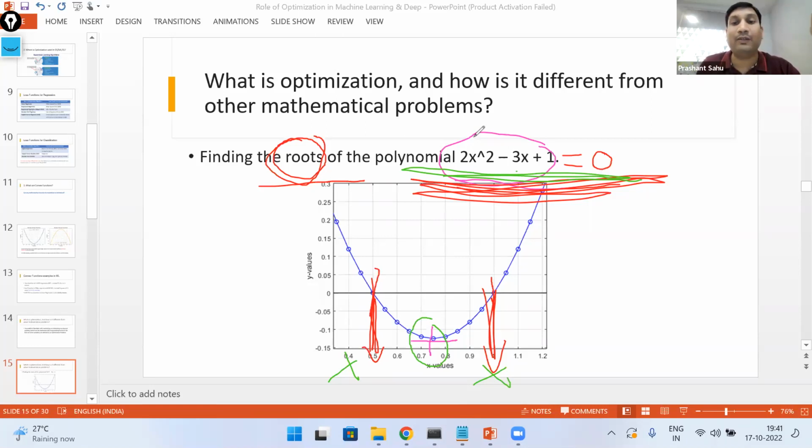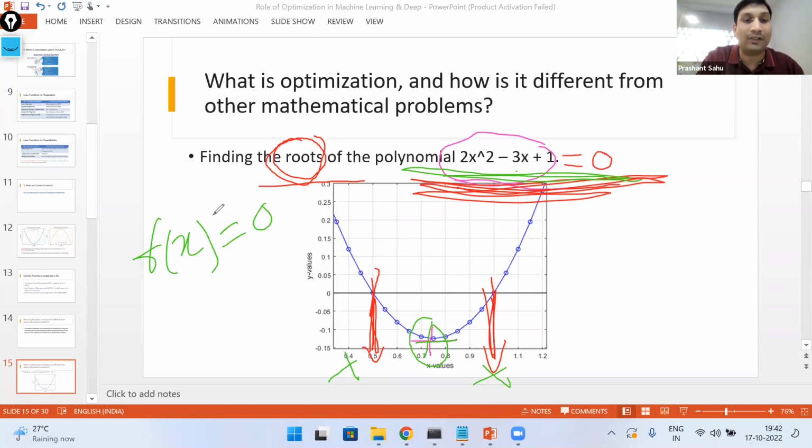If I ask you the roots of this polynomial after 1 million years, the answer will still be 0.5 and 1. But if I ask you where is the minima of this function under certain set of conditions, then your final answer can keep changing every other day, depending on what conditions I'm imposing. So an optimization problem is very different from a standard mathematical problem where you are equating a function of x to 0.